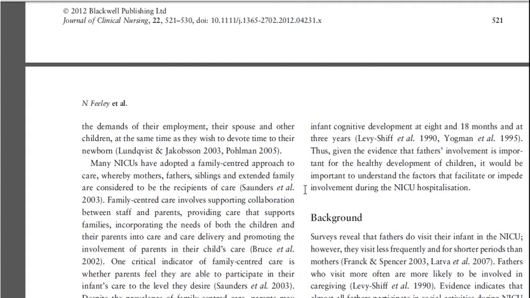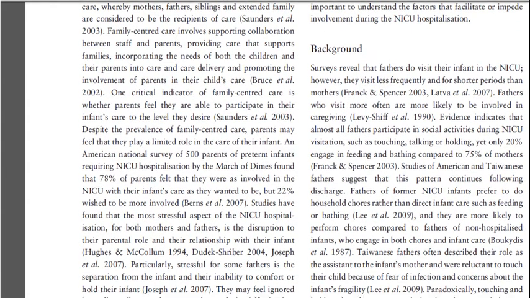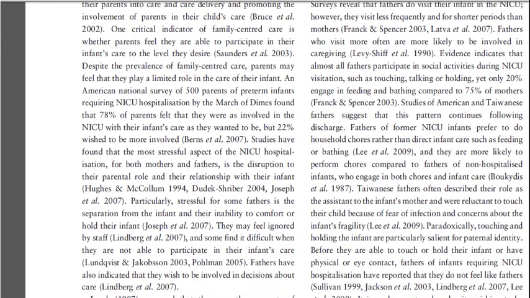Does it set the scope of the problem? And sometimes that'll become more evident as you go on. And say down here, it's good to note, particularly stressful for some fathers is the separation from their infant and their inability to comfort or hold their infant. They may feel ignored by staff.